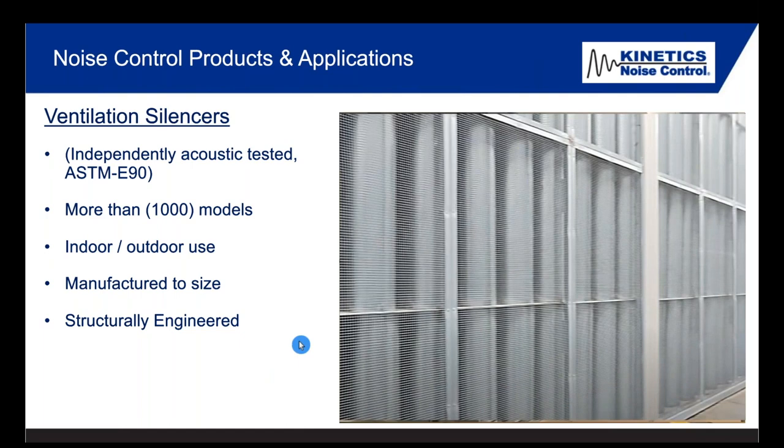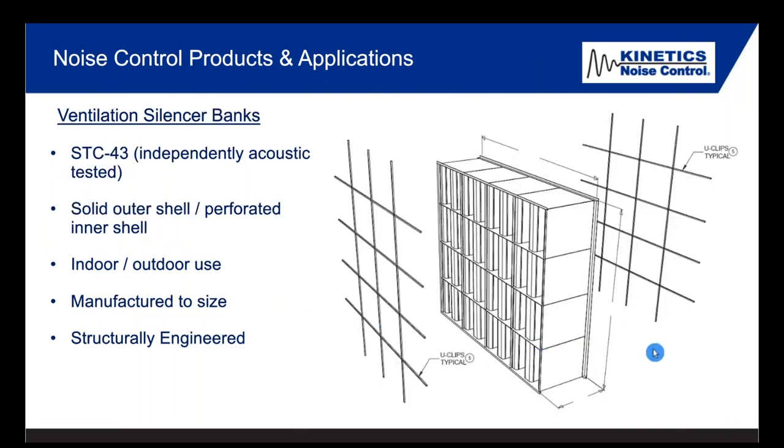So there are over 1,000 models. These are all independently tested. Kinetics has over 1,000 models of rectangular silencers, round, elbows, and straights.